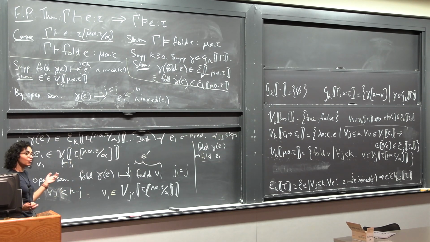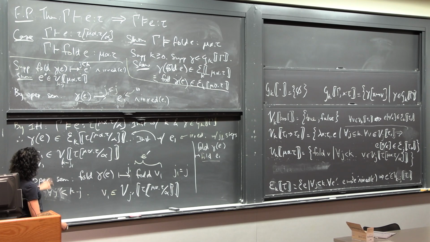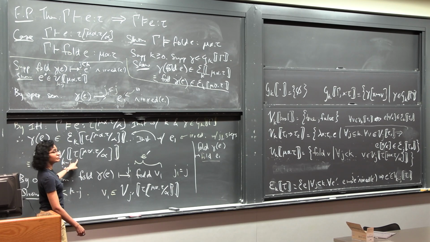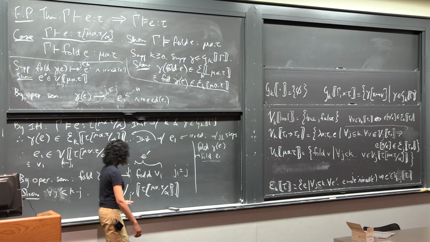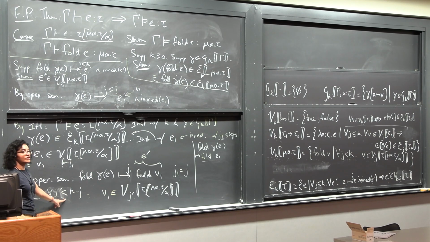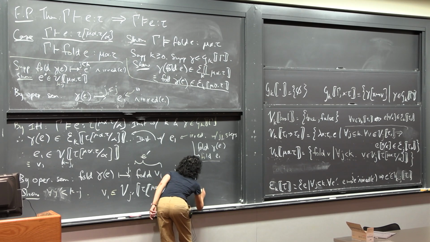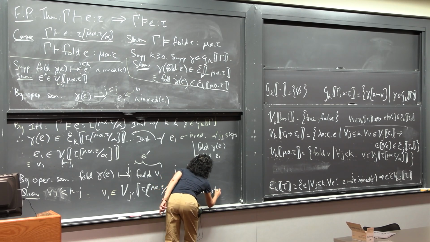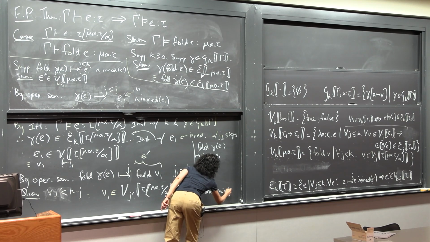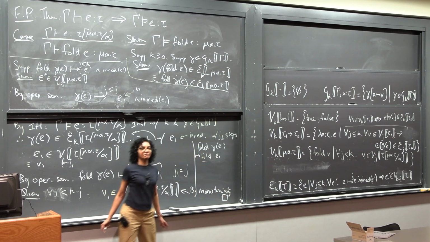finish our proof. Why? Because we know that V1 belongs to V of tau with mu alpha tau for alpha for K minus J steps. The fact is right here. We need to show that it belongs to the same type for J prime fewer than K minus J, which follows by monotonicity. And we are done. Okay?